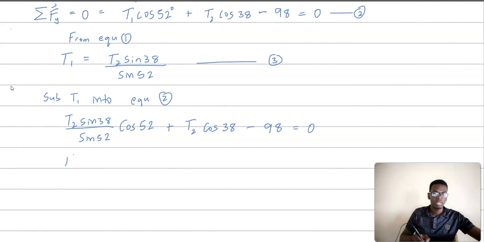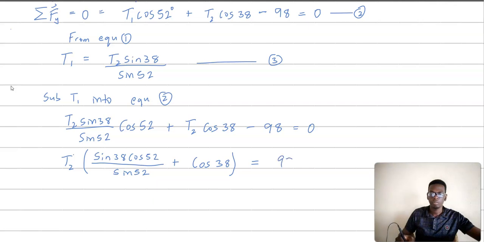So we have T2, and then in bracket, the first term, what remains is sine 38 times cosine 52 divided by sine 52 plus, and over here, what remains after I remove T2 will be cosine 38, and that has to be equal to, I'll take the entirety of minus 98 to the other side of the equal sign, and it becomes plus 98. So T2 now stands alone, and I can make it the subject.